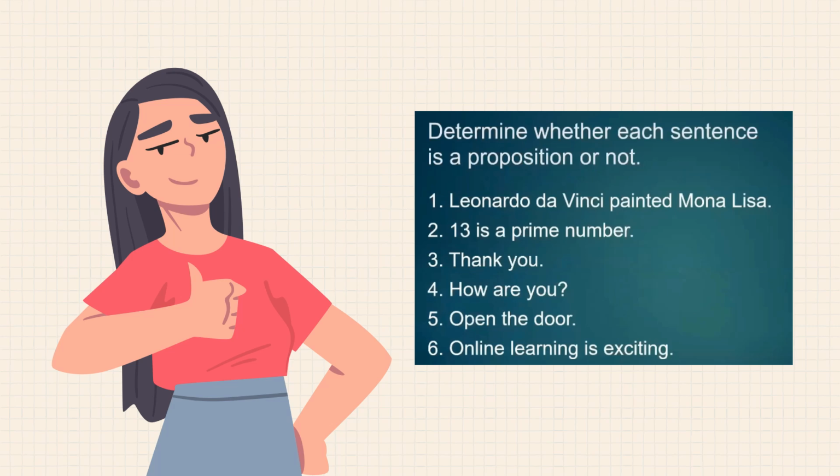Okay, so this is a proposition because we can tell that this is true. Number 2, 13 is a prime number. This is also a proposition. Like the example earlier, 9 is a prime number, this time it's 13 is a prime number. And this is also true because 13 has no other factor other than itself and 1.